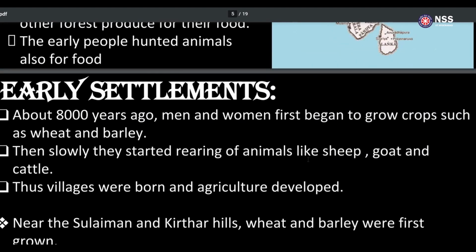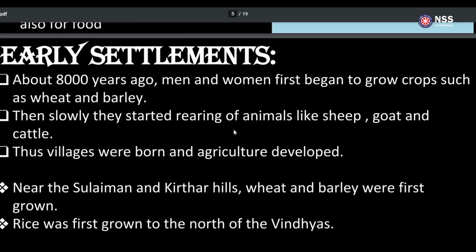So what were the early settlements? About 8,000 years ago, men and women first began to grow crops. When did they begin to grow crops? In the previous slide you saw that they were just gathering things, and now, about 8,000 years ago, they began to grow crops. What were the major crops that they grew? That is wheat and barley.